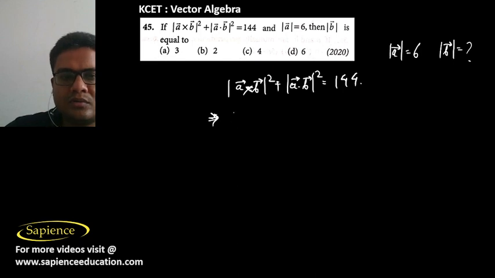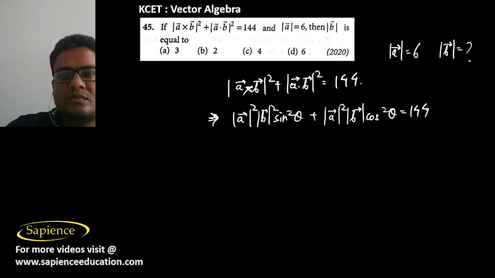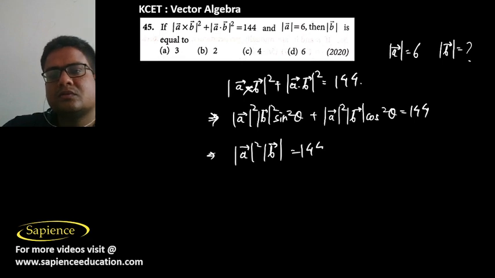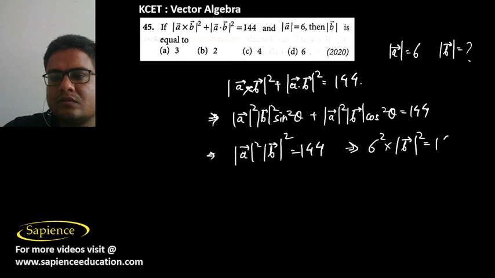Mod of A cross B whole square is mod A square into mod B square into sin square theta, plus A dot B whole square is mod A square into mod B square into cos square theta, that is equal to 144. So we can write it as mod A square into mod B square equal to 144, since sin square theta plus cos square theta is 1. Mod A is 6, so 6 square into mod B square is 144. Therefore, mod B square is equal to 144 by 36.